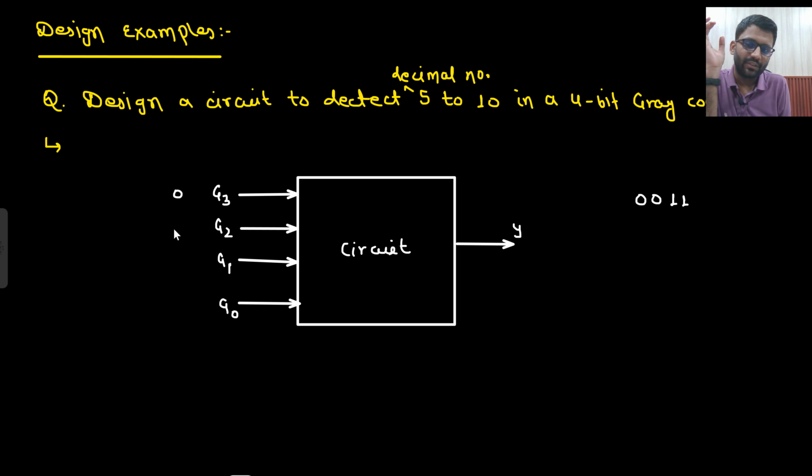So this is my input 0, 0, 1, 1. Now I am asking you, you have designed this circuit, will this glow or not? Output will be 1 or 0. So tell me, this is the input.